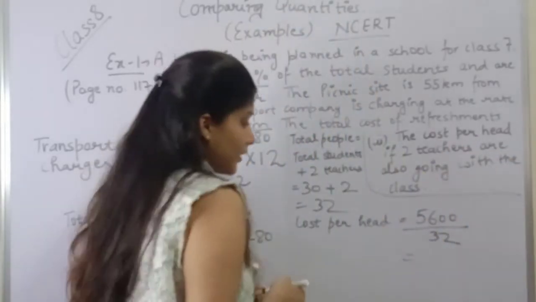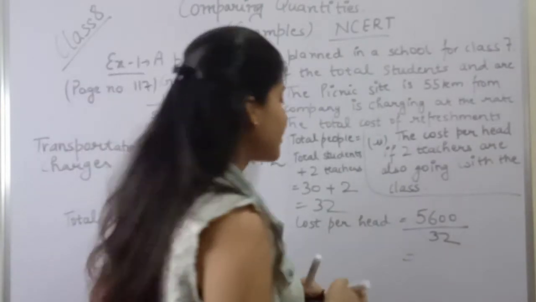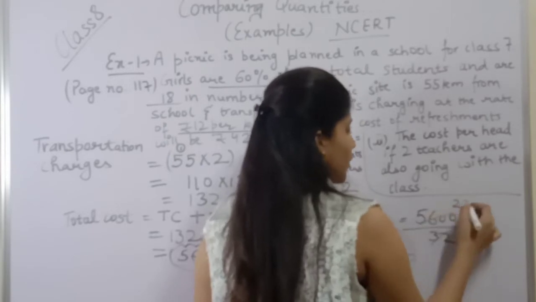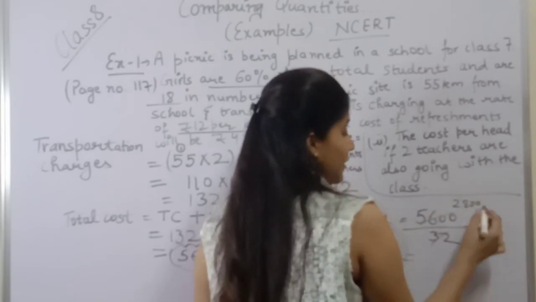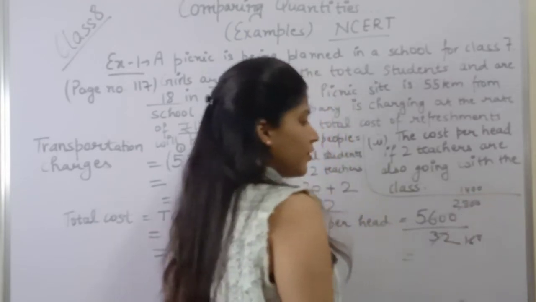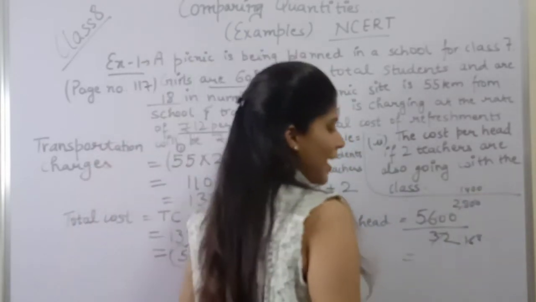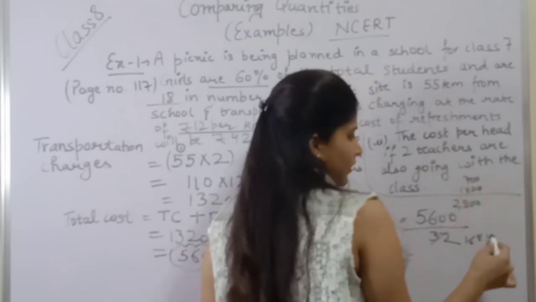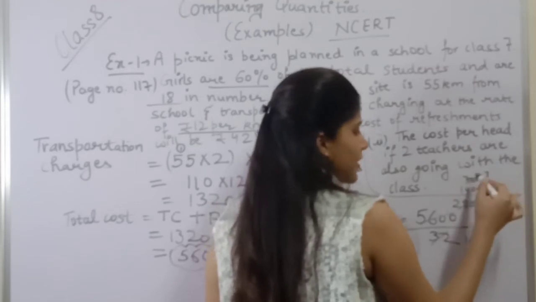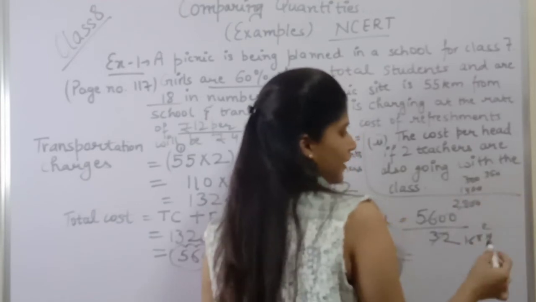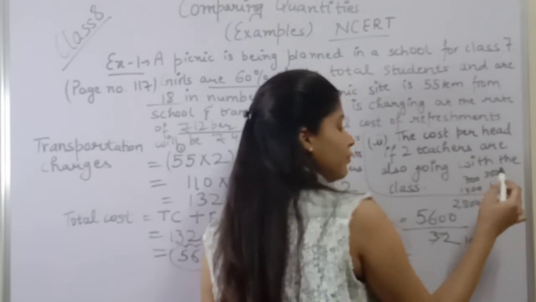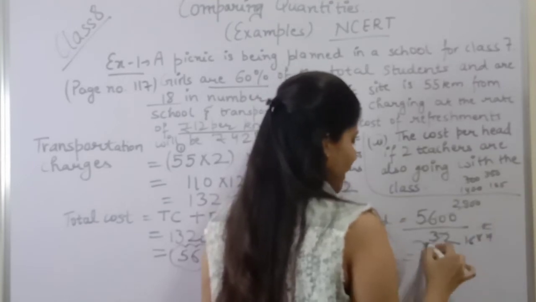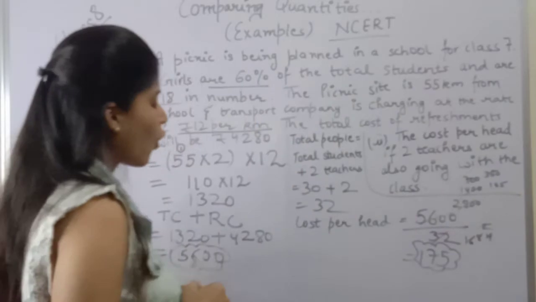Okay, so 5600 and 32 both are multiples of 2. 2 1s are 2, 2 6s are 12, 2 2s are 4, 2 8s are 16, 2 8s are 16, 2 4, 2 1 4, 2 1s are 2, 2 4s are 8, 0 0 as it is. Now this is 2 4s are 8, 2 7s are 14. Now again 2 2s are 4, 2 3s are 6, 2 5s are 10. Again 2 1s are 2, 2 7s are 14 and 2 5s are 10. So 175. अब ये 175 क्या है? This is the cost per head.